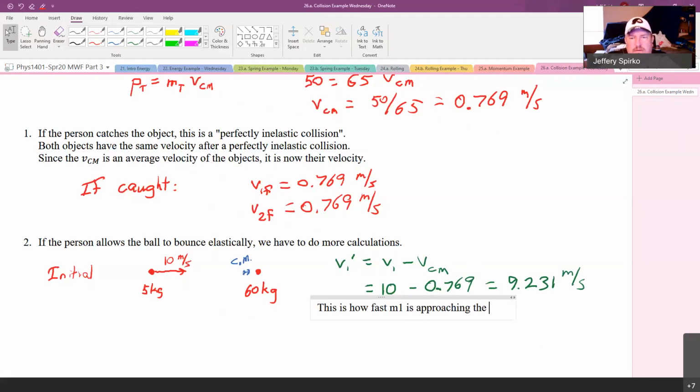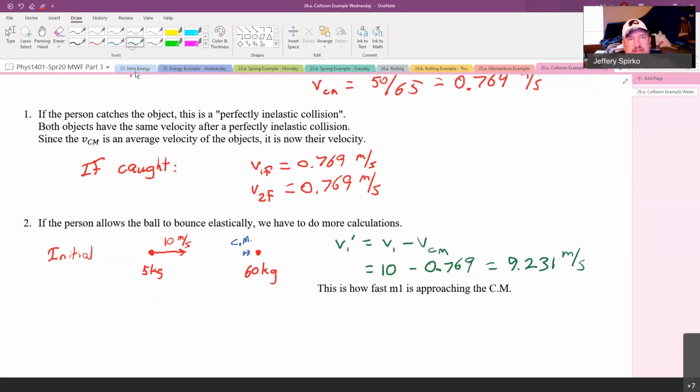And this is how fast M1 is approaching the center of mass. So initially, they're maybe 9 meters away from the center of mass, and 1 second later, they are at the center of mass. They only have to catch up a shorter distance than they have to travel to get to the actual other mass.